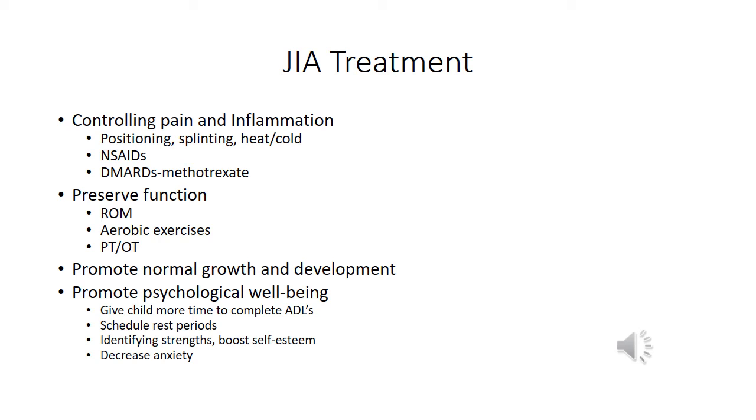Treatment of juvenile arthritis includes controlling pain and inflammation. This can be done through positioning, splinting, application of heat and cold, NSAIDs, and methotrexate. We'll want to preserve the function as much as we can through the use of range of motion, aerobic exercises, physical therapy, and occupational therapy. We want to promote normal growth and development, as well as promote psychological well-being.